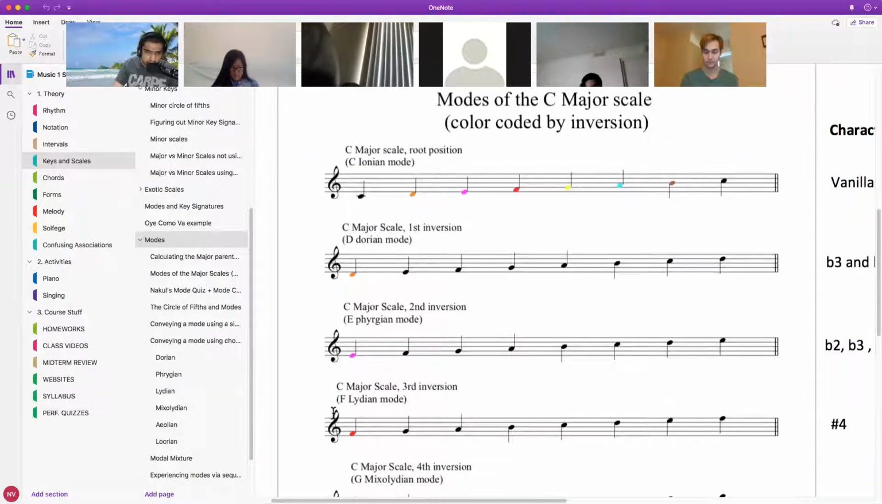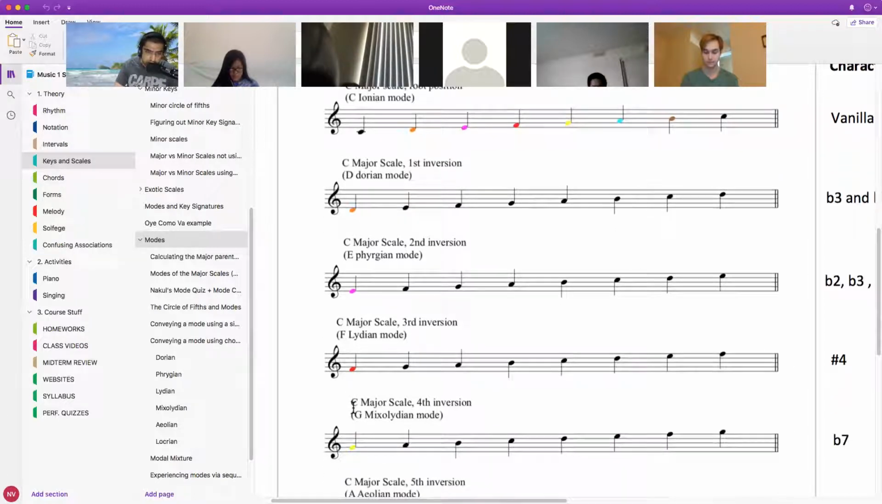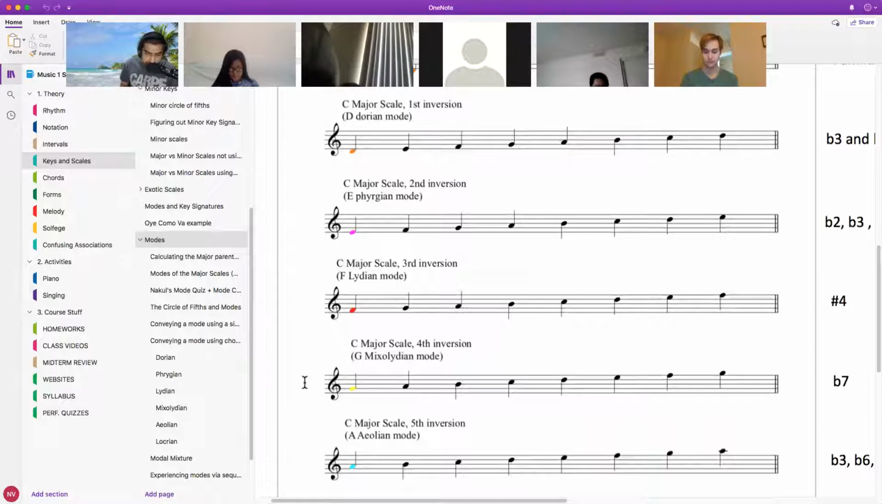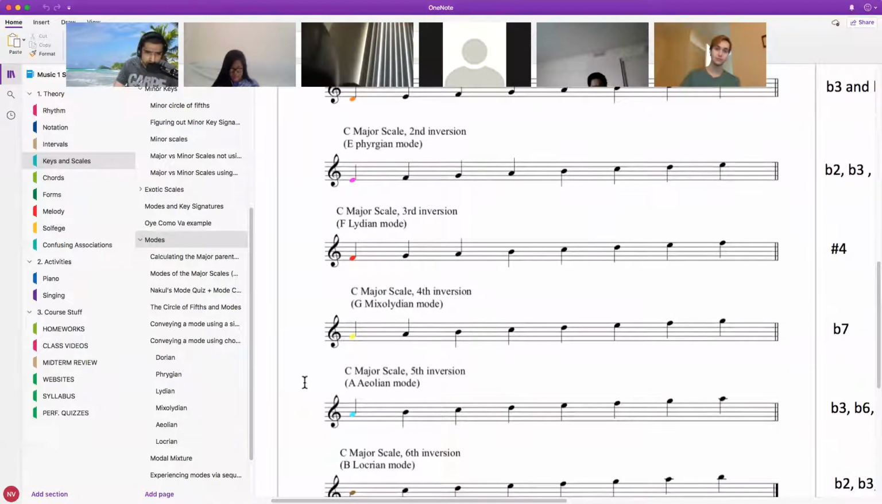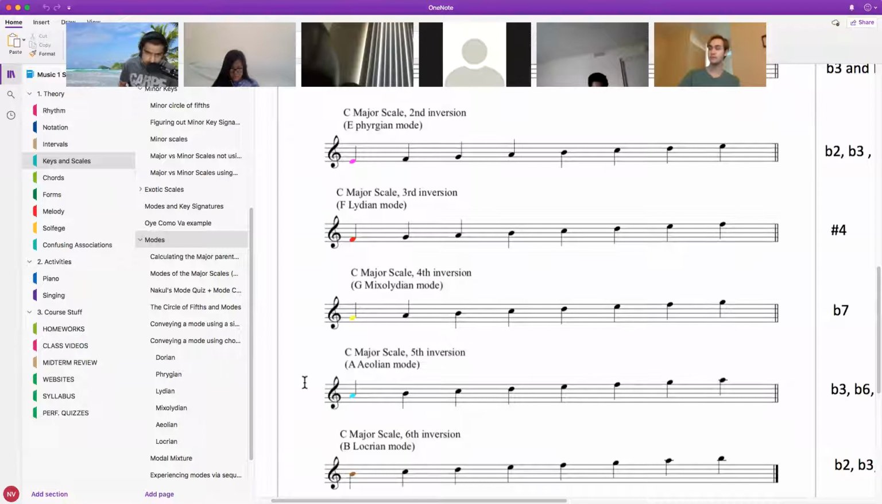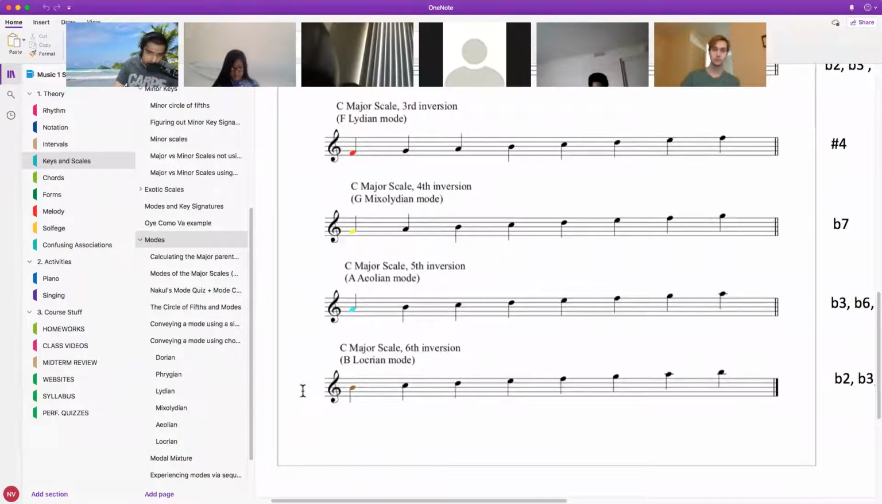If I invert it one more time, I get the F Lydian mode. Okay? If I invert it one more time, I get the G Mixolydian mode. And if I invert it one more time, I get the A Aeolian mode. Okay? And I invert it one last time, I get the B Locrian mode. Okay?